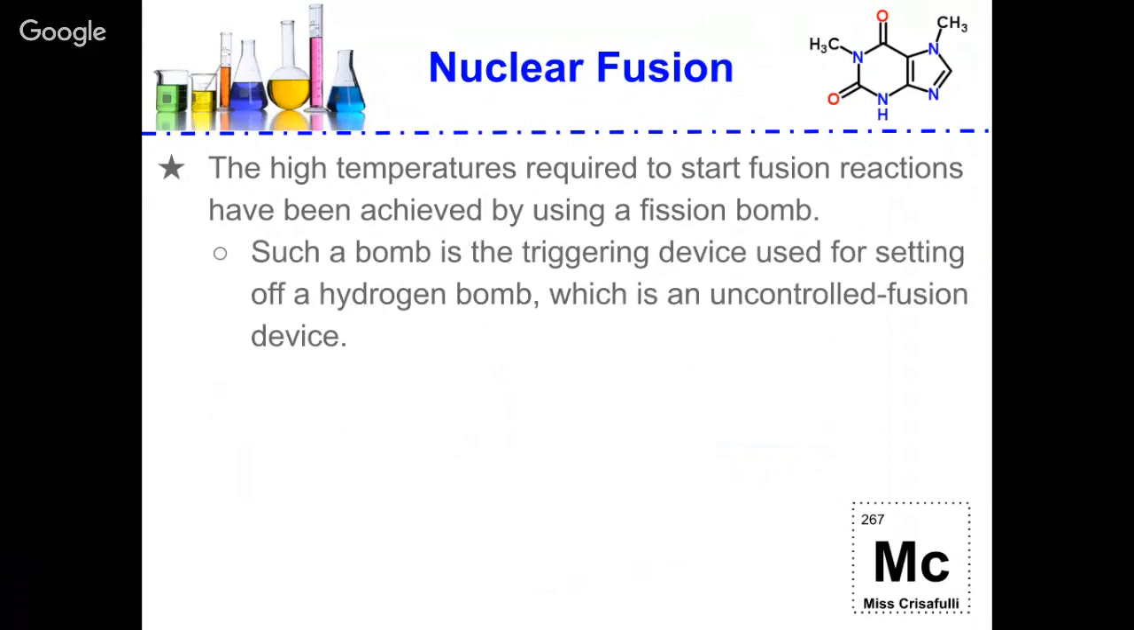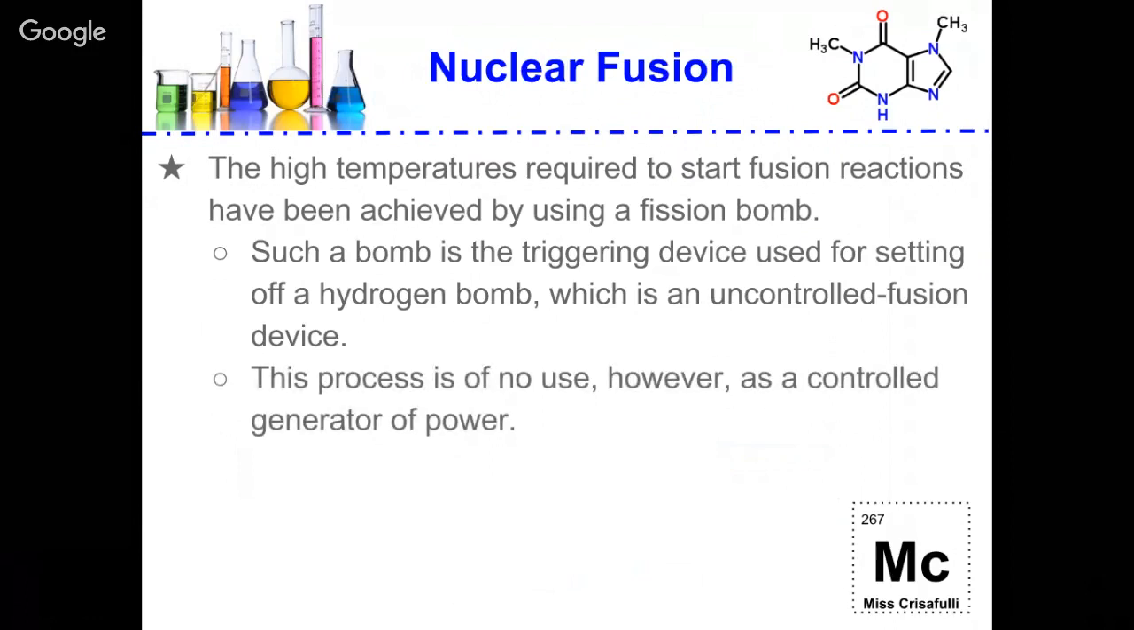The high temperatures required to start fusion reactions have been achieved using fission bombs. Such a bomb has a triggering device used for setting off a hydrogen bomb, which is an uncontrolled fusion device. And this process is of no use, however, as a controlled generator of power.